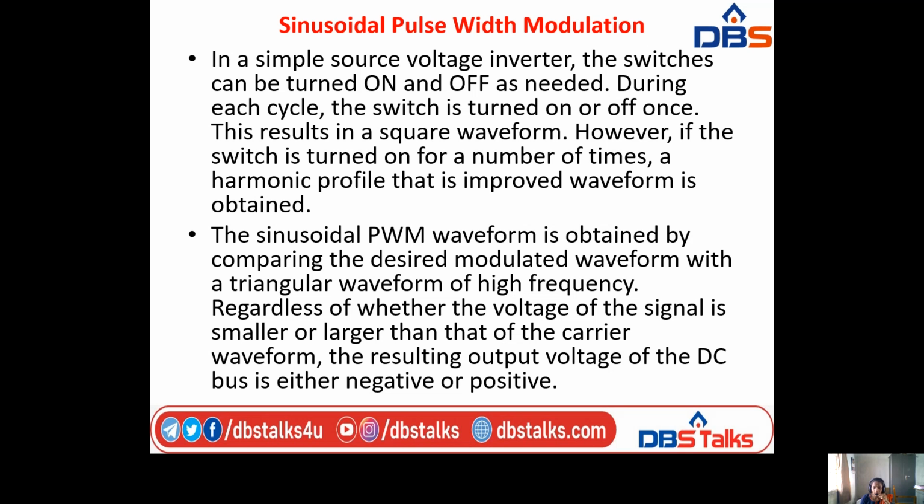The sinusoidal PWM waveform is obtained by comparing the desired modulated waveform with a high frequency triangular waveform, regardless of whether the voltage of the signal is smaller or larger than that of the carrier waveform. The resulting output voltage of the DC bus is either negative or positive. Sinusoidal pulse width modulation is a simple source voltage inverter, and if the switches are turned on and off only once, a square wave is obtained.